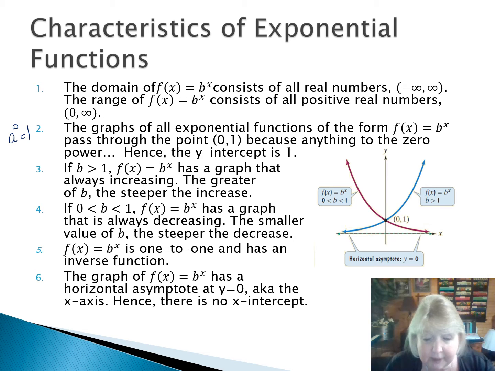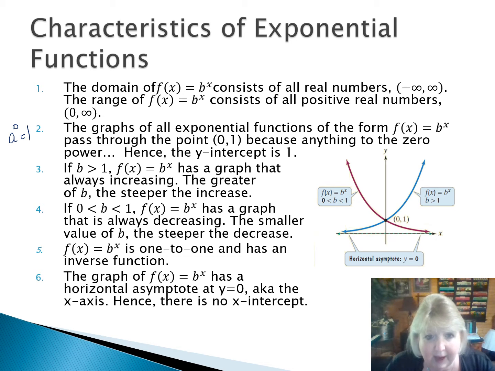Third, if b is greater than 1, then the graph will be like this blue one here, always increasing. And the greater the base, the quicker the increase. Number 4, though, if the b value, the base, is between 0 and 1, a proper fraction like 1/2, 1/3, etc., it will always be decreasing.